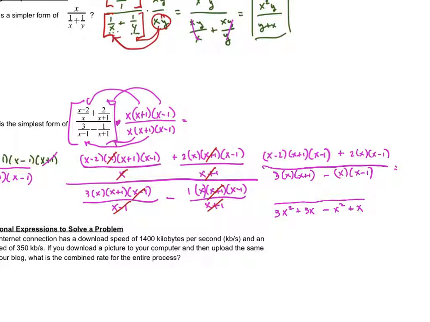And when I have that, there's some combining I can do. And I'm not messing with the numerator yet. I'm just looking at this. So as I combine like terms, I'm going to end up with 2x squared plus 4.